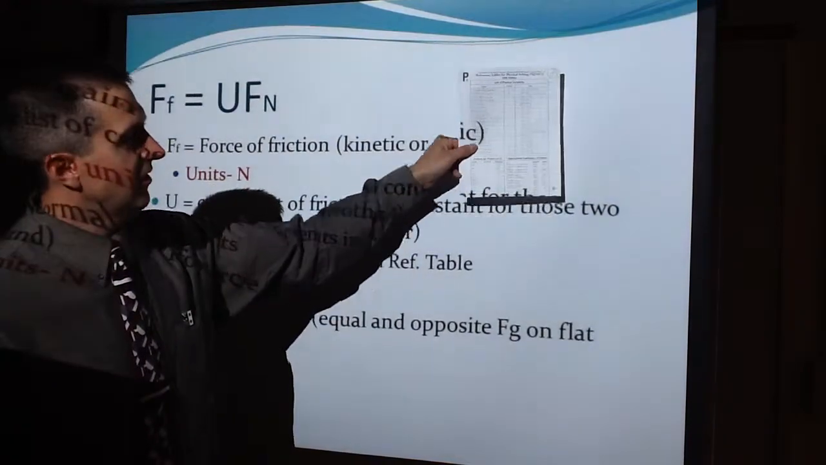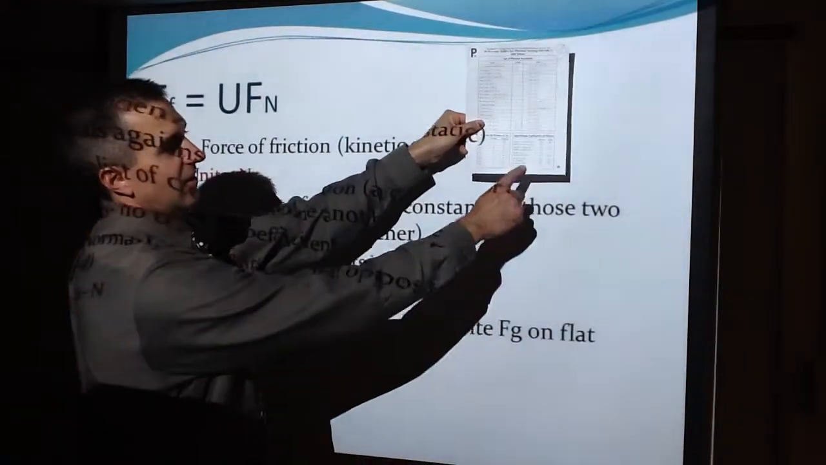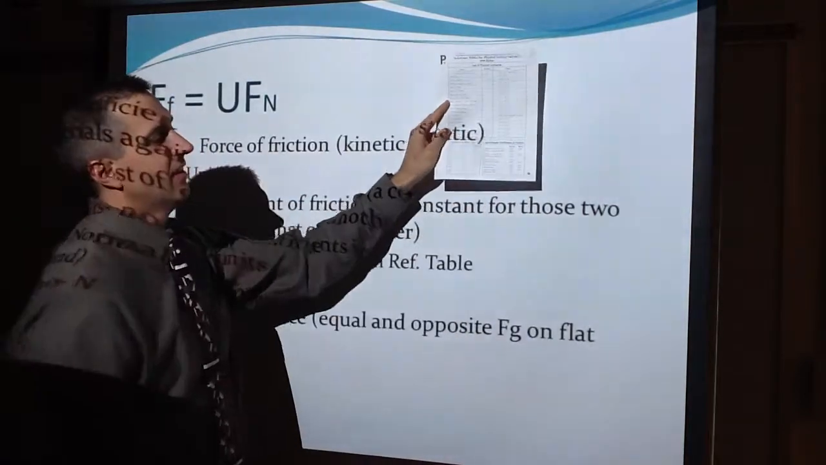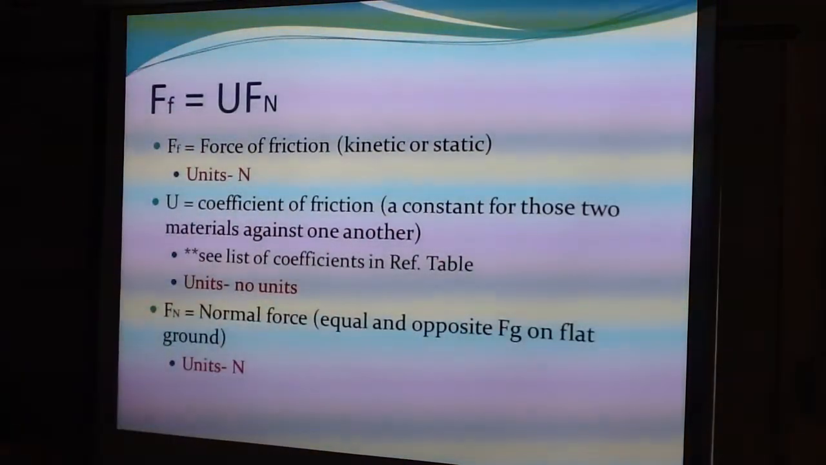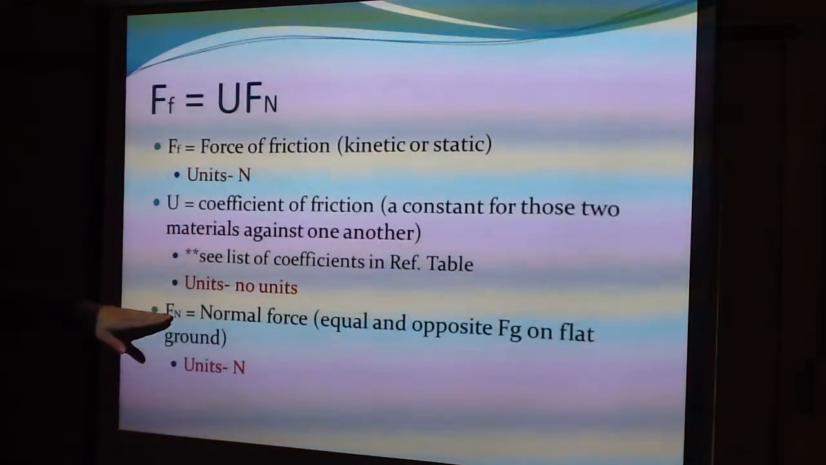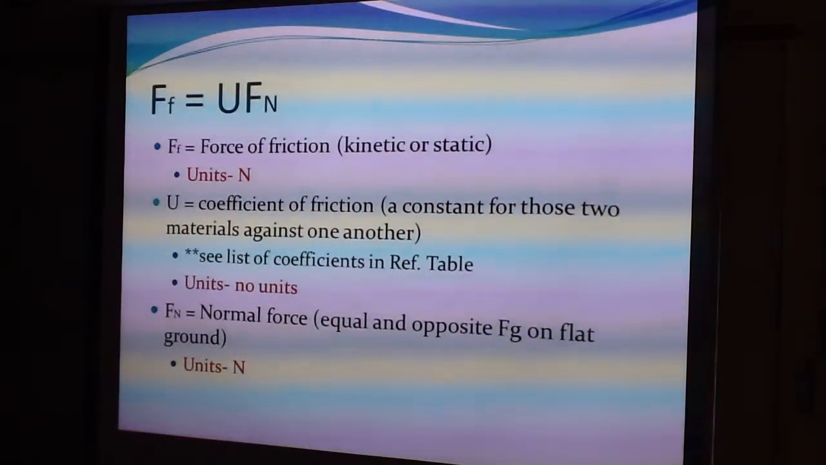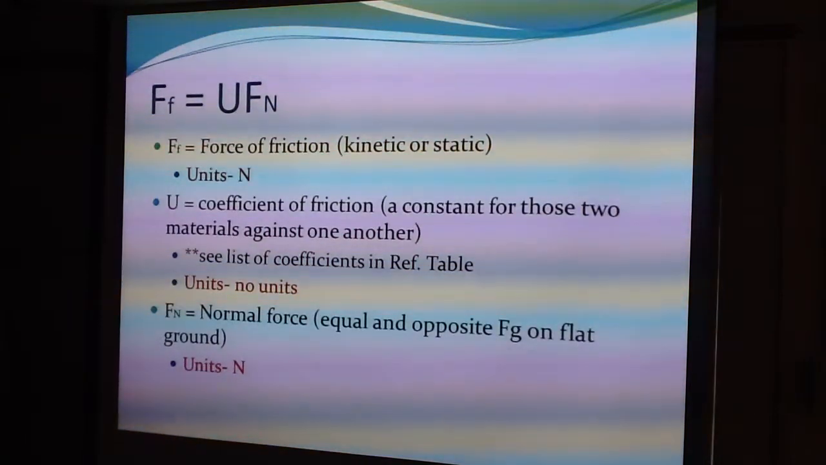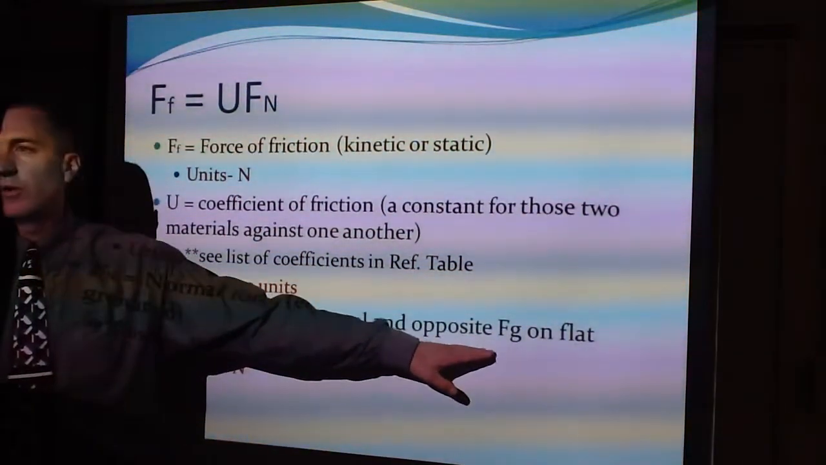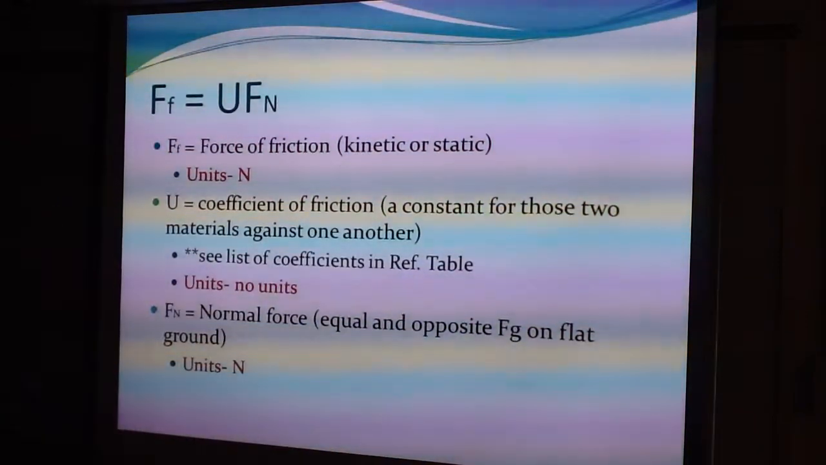These coefficients are found on the front page, and there's ones for kinetic, and there's ones for static. So you can look them up when you need them. And the last thing that I have defined here is the Fn, which we learned previously is called the normal force. And it's always equal to the force of gravity when you're on a flat ground.